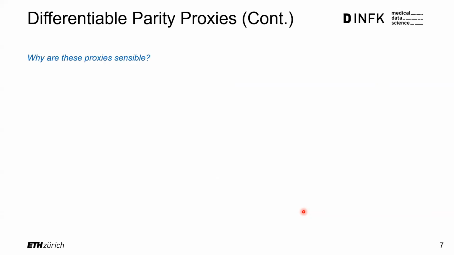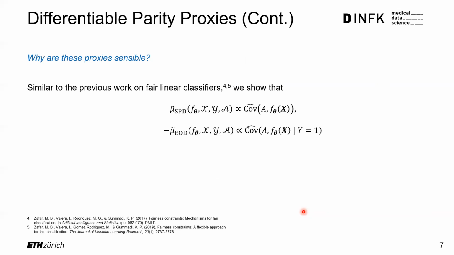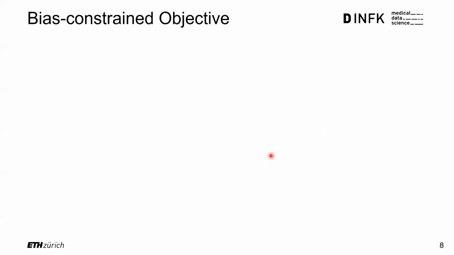But one might ask, what is the relationship between these parity proxies and the actual criteria such as SPD and EOD, and why is it even sensible to optimize these proxies? Well, similar to previous work, which has mostly focused on fair linear classification, and particularly on logistic regression and SVM models, we have demonstrated that these proxies correspond to the empirical estimators of the covariance between the protected attribute and the decision boundary. In the case of the EOD, this is the covariance conditional on the positive ground truth label.